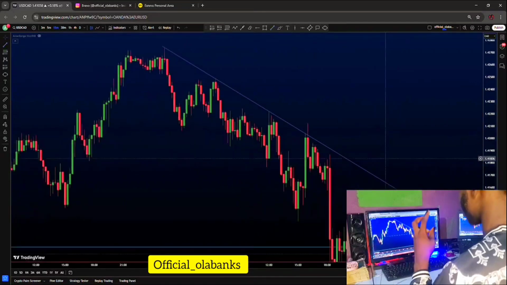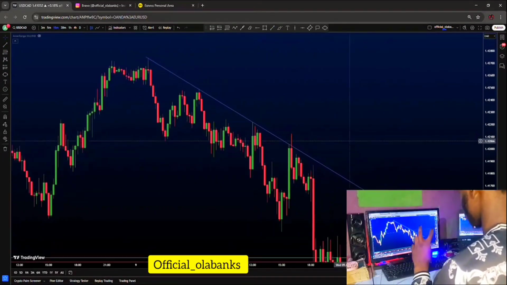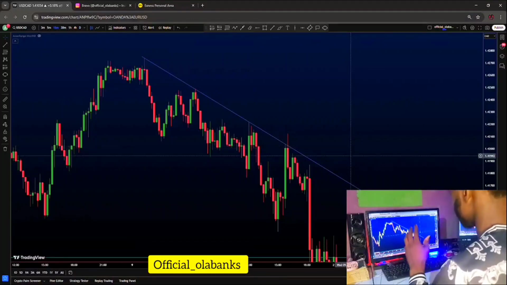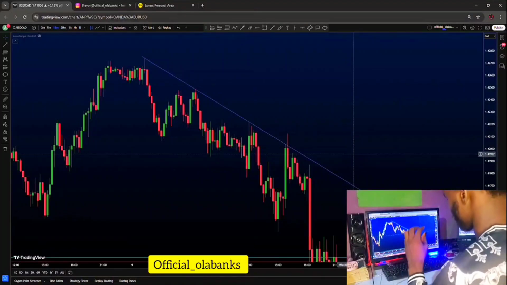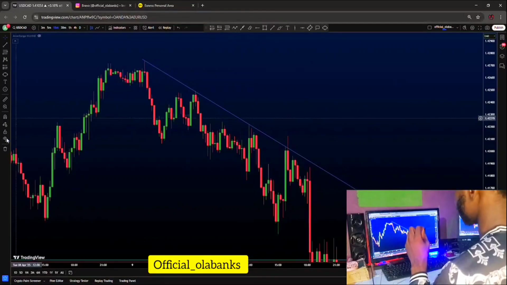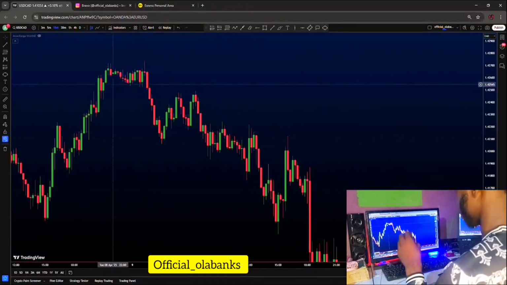I told you it must have at least two touches for it to be valid, and whenever price comes to the body of the trend line, that's only when you want to react here. So now this is the first touch. You could see this is a very valid trend line.